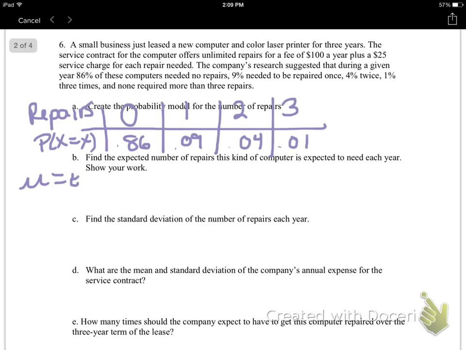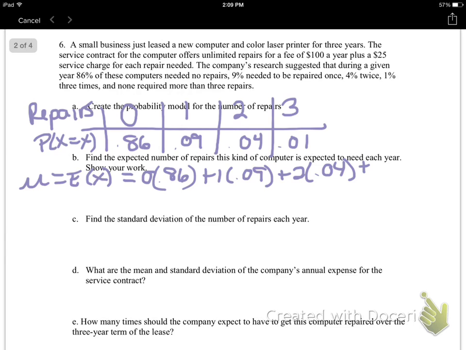So the mean is equal to the expected value: 0 times 0.6 plus 1 times 0.09 plus 2 times 0.04 plus 3 times 0.01, which is equal to 0.09 plus 0.08 is 0.17, and 0.03 is going to be 0.2. And remember, we need units, repairs. Hopefully my math is right here. Checking quickly to see if my answer is correct.